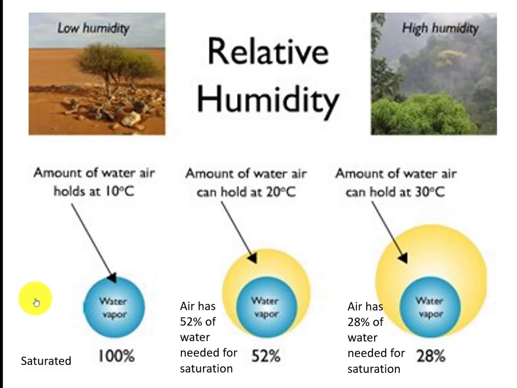And then these images up above are just to show you examples of climates that would have low humidity versus high humidity on the right, where you can see the fog in the air, and this would be a tropical rainforest.